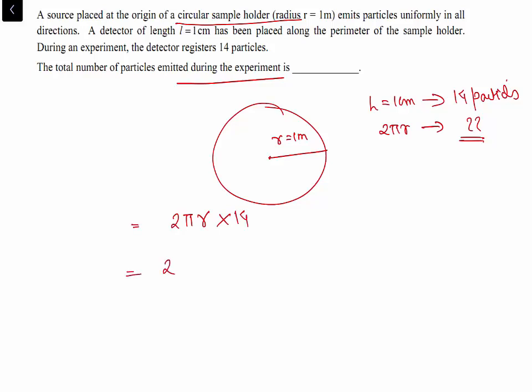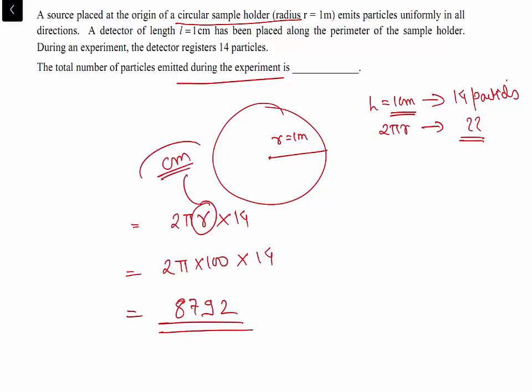So 2 pi r, it is for 1 centimeter. Okay, so r should be in centimeter, so it will be multiplied by 100, into 14. So how much will it come? 2 into approximately 3.14 into 100 into 14. So it will come 8792. That's it. The mistake here: r should be in centimeter. Why? Because the length is given in 1 centimeter.